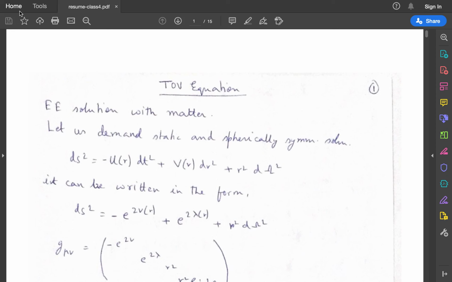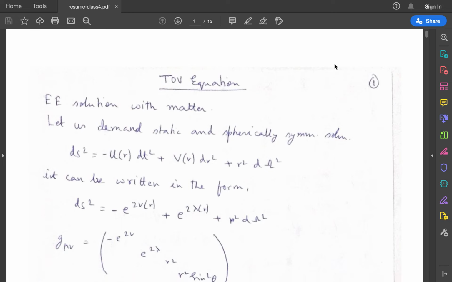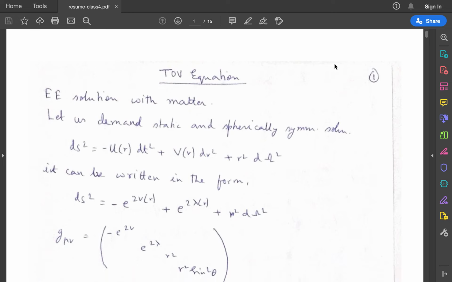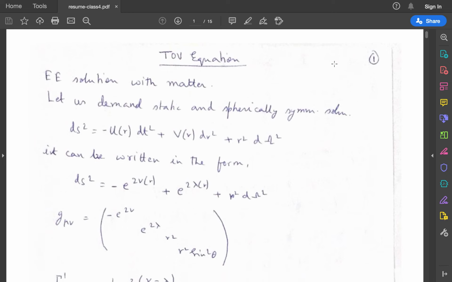Hello students, today we'll be going through the TOV equation. This is the solution of the Einstein equation with matter content. Like we have done earlier, let us demand static and spherically symmetric solutions, so that this is a solution for a star which has matter in it, and the star is static and spherically symmetric.